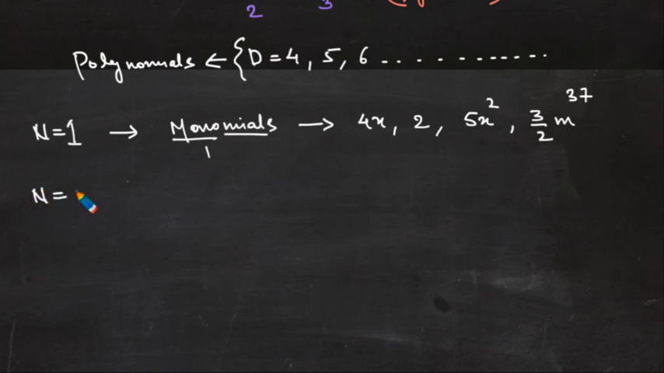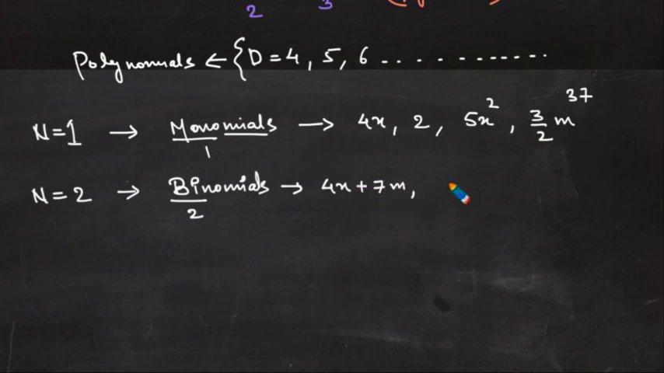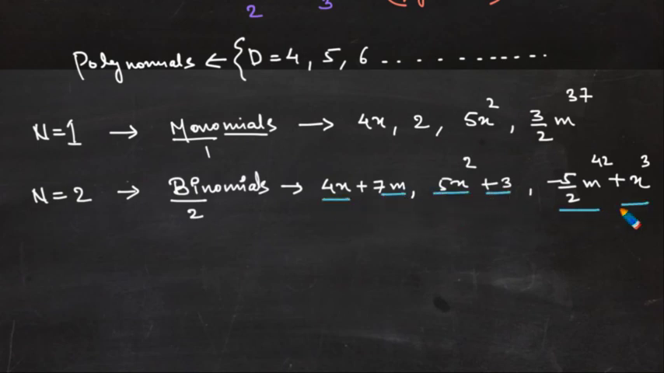Now let's say that the number of terms is equal to 2. Such polynomials are known as binomials. Bi means 2. So such polynomials which have the number of terms equal to 2 are called binomials. For example, 4x plus 7m, 5x square plus 3, minus 5 by 2m to the power 42 plus x cube. So all these polynomials have two terms. For example, here first term, second term, first term, second term, first term, second term. So such polynomials are called binomials.